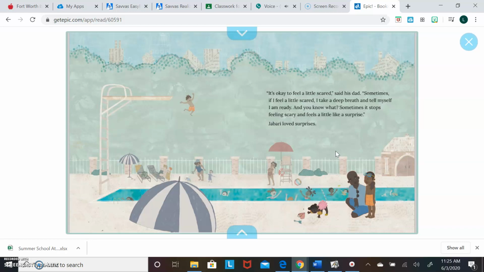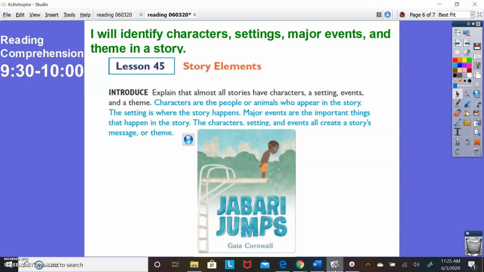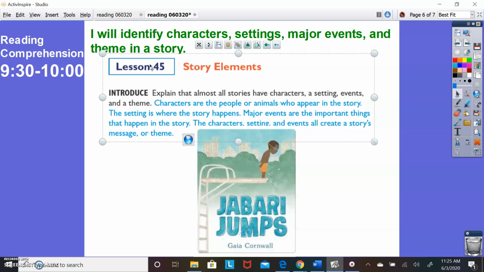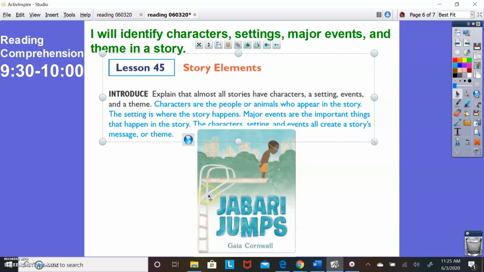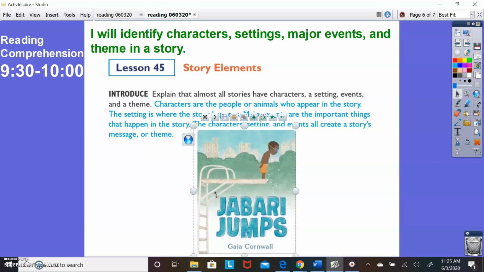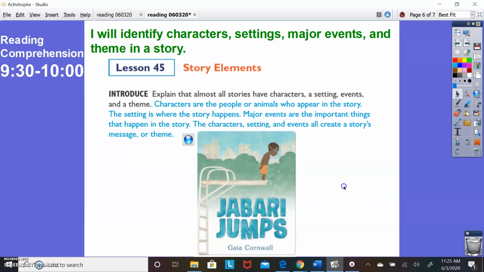Okay, so again, like I said, I'm not going to read the rest of this book. You can go back into your lesson if you want to finish reading the rest of the story. But that's what this lesson today was about. It's about identifying the characters, the setting, major events, which are important things, and the theme. And we talked about the theme being that it's okay to be scared. Sometimes things can feel a little scary, but that's okay.